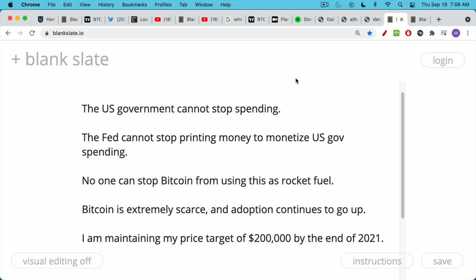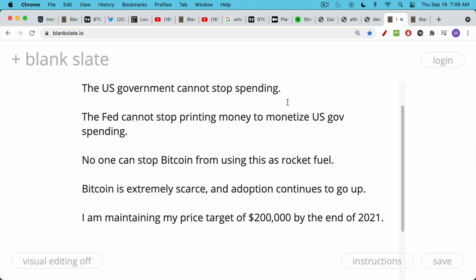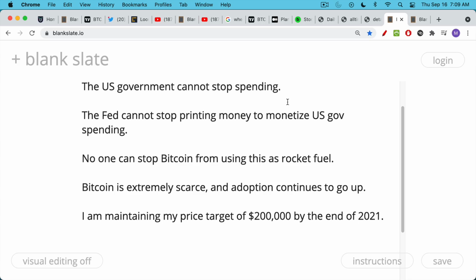Whatever the excuse is for it, the U.S. government cannot stop spending. And as a result, the Fed cannot stop printing money to monetize that U.S. government spending. This is the real fundamental driver, the end of the long-term debt cycle, central banks monetizing their governments' debts. No one can stop Bitcoin from using this as rocket fuel. This is the great irony and the great blessing of Bitcoin, that it cannot be controlled by central bankers or governments. Bitcoin, in addition, is obviously extremely scarce, and adoption continues to go up.